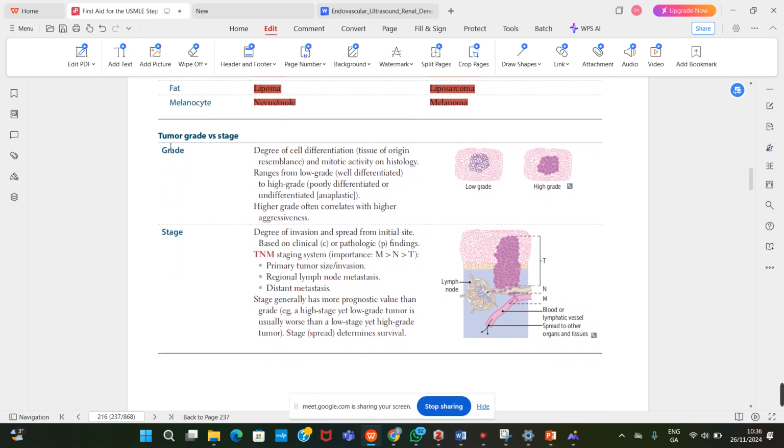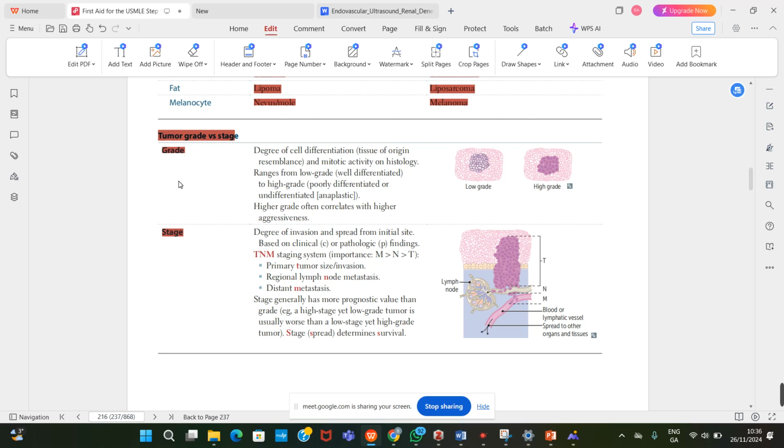Then moving on to the tumor grade and stage. So what is the basis for grading? What is the basis for staging? Now I want to put it out here that the one of more grave prognostic significance is the stage. What I mean is that if you have a tumor that has a low grade but a high stage, that is more dangerous than a tumor with high grade and low stage. The higher the stage, the badder the tumor.